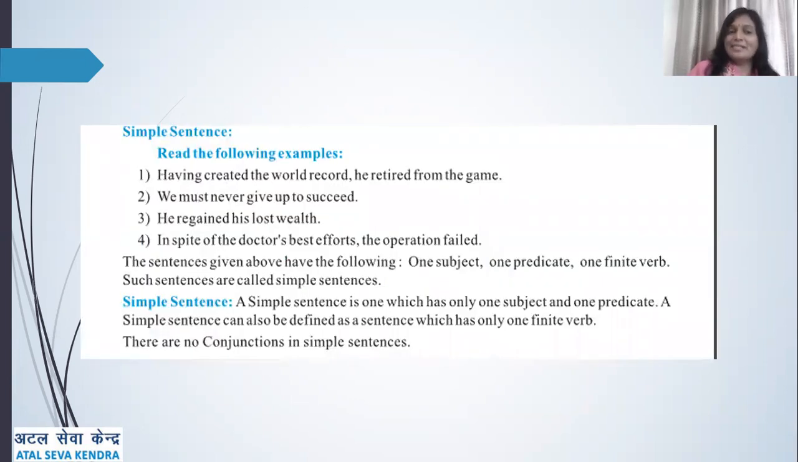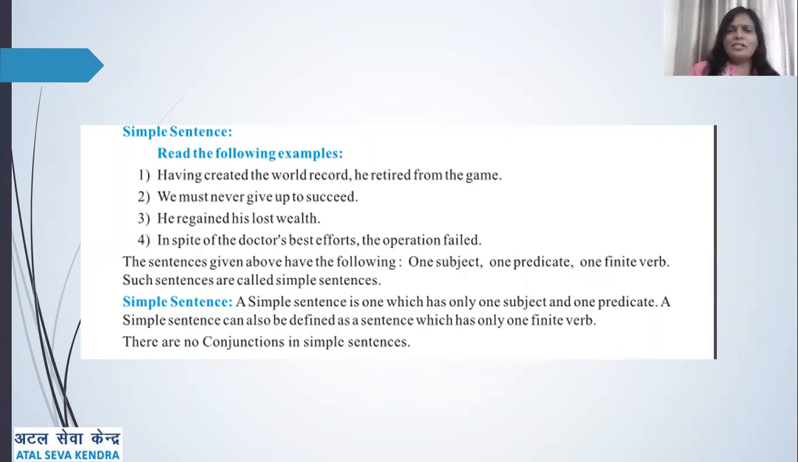Begin with simple sentence. Read the following examples. Having created the world record, he retired from the game. We must never give up to succeed. He regained his lost wealth. In spite of the doctor's best efforts, the operation failed. The sentences given above have the following: one subject, one predicate, one finite verb. Such sentences are called simple sentences.